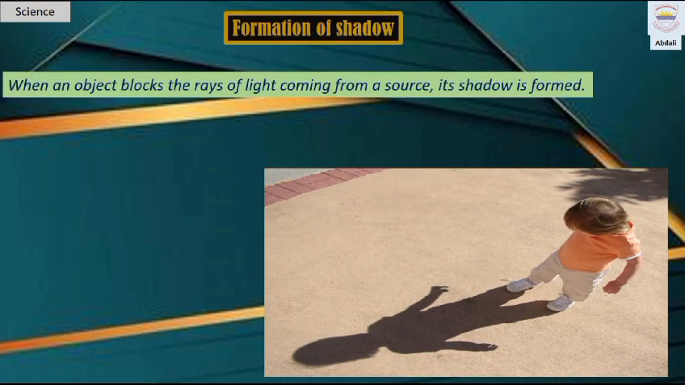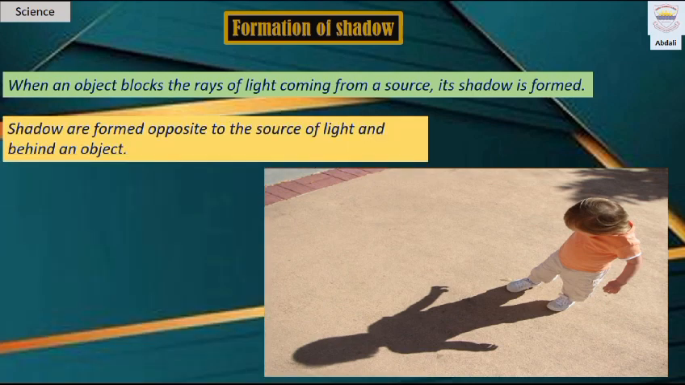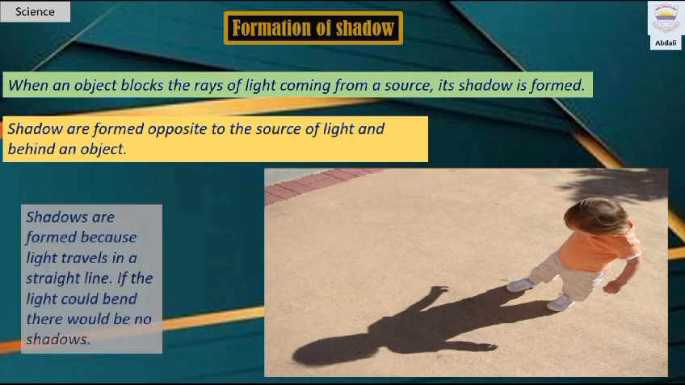Formation of shadow: when an object blocks the rays of light coming from a source, its shadow is formed. Shadows are formed opposite to the source of light and behind an object. Shadows are formed because light travels in a straight line. If the light could bend, there would be no shadows.